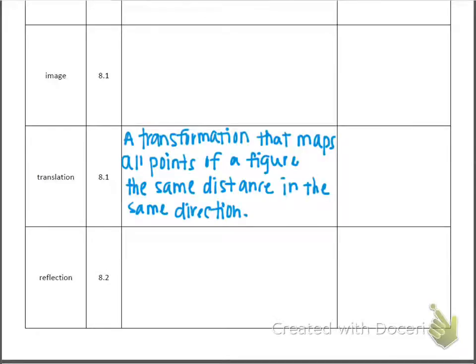Basically, we're going to take an image or a pre-image and slide it around without changing the orientation or anything. So we'll do maybe slide it left 3 spaces, or right 3 spaces, or up or down. So let's say I give you the same triangle, and we want to translate it to the right. So that means it gets moved, exact same triangle, to the right. Nothing changes except the position.